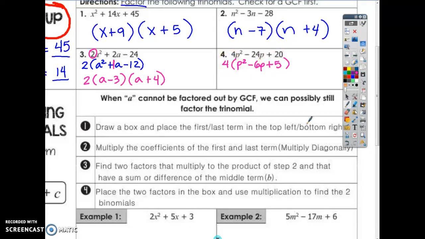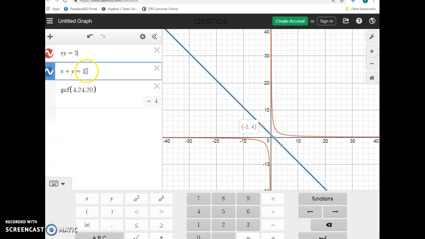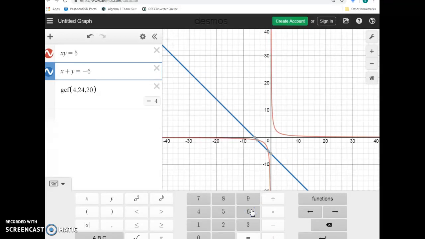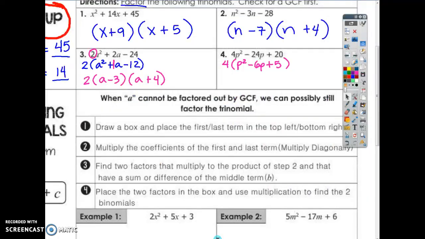Okay? So now the numbers that I'm going to type in Desmos are 5 and negative 6. Two numbers that multiply and give me a 5 and add to give me a negative 6. So I'm going to change them. 5 and negative 6. Okay, so only where the colors meet, it's a negative 5 and a negative 1. So I'm going to write them down. Negative 5 and a negative 1. And they have p, so this is p times p. Gives me p squared. And don't forget the 4 in the front.